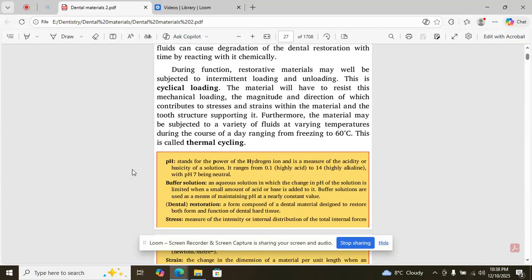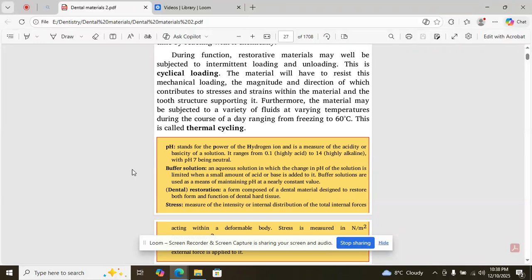pH stands for the power of the hydrogen ion and is a measure of the acidity or basicity of a solution. It ranges from 0.1 highly acidic to 14 highly alkaline, with pH 7 being neutral. Buffer solution: an aqueous solution in which the change in pH of the solution is limited when a small amount of acid or base is added to it.